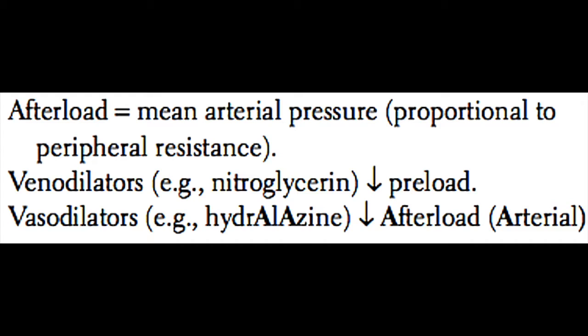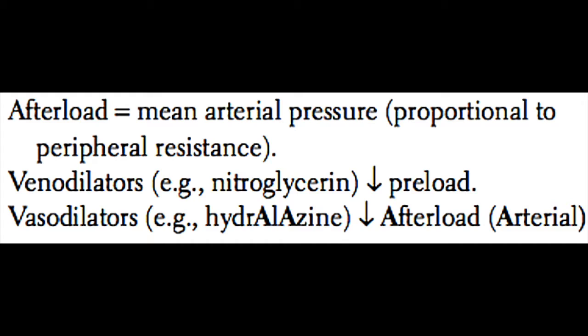Afterload is approximately equal to mean arterial pressure, or mean aortic pressure, and is also proportional to peripheral resistance. As blood pressure in the aorta goes up, so does the afterload. Remember that the heart is forced to pump against the pressure in the aorta. So as the aortic pressure increases, sometimes due to increases in peripheral resistance, afterload increases. The heart has a more difficult time pumping against a high afterload and therefore uses more oxygen to do so.